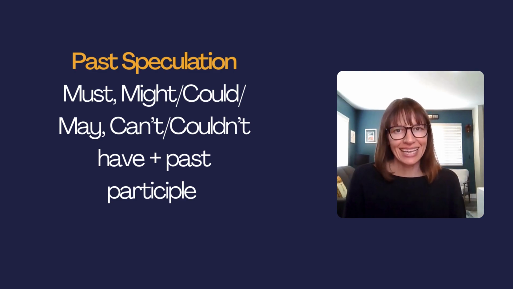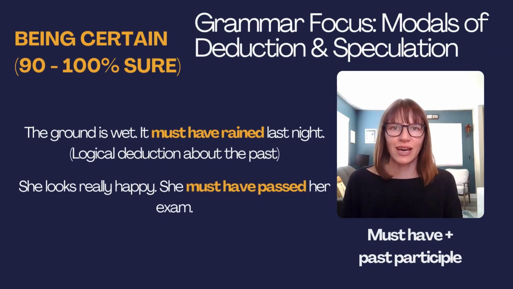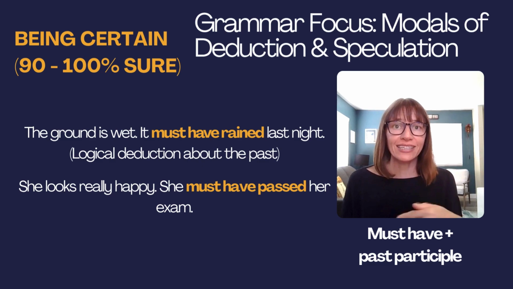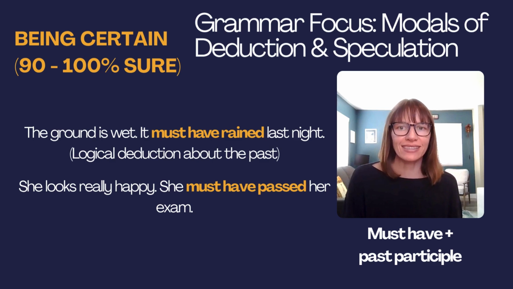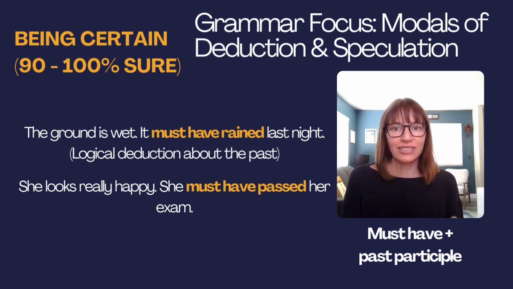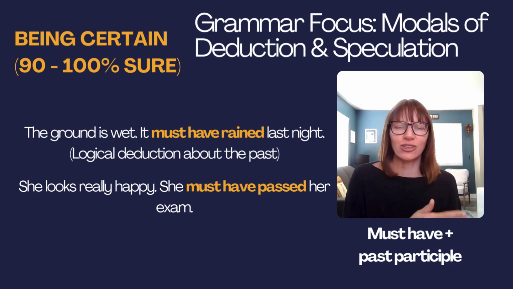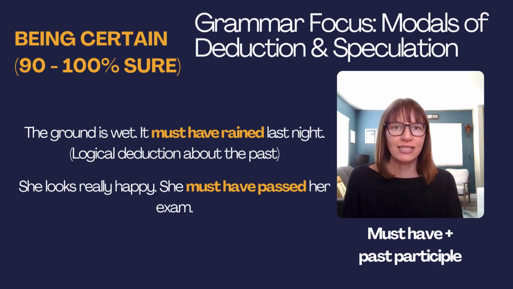And we're going to look at example sentences. We're returning to that word must, except now we're speculating about the past. And we're 90 to 100% certain an event happened in the past. For example, the ground is wet. It must have rained last night. This is a logical deduction about the past that you're mostly very certain about. Another example, she looks really happy. She must have passed her exam. So notice we have must plus have plus the past participle.